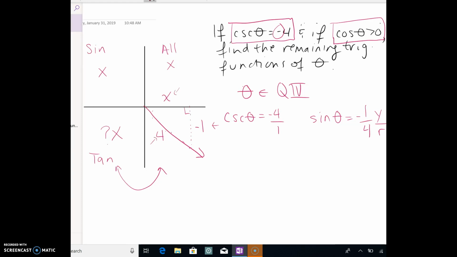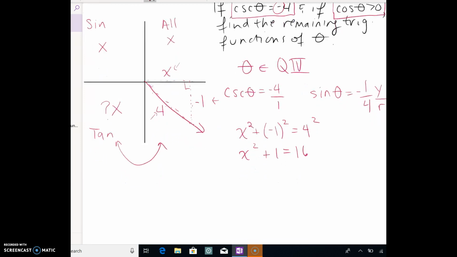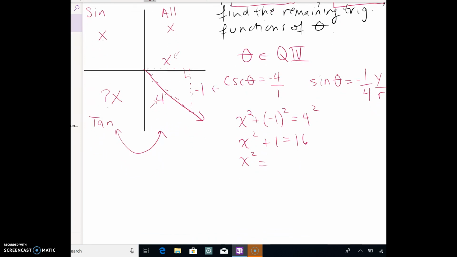Okay, so how do we find x? Well, the whole point behind me sketching this angle and turning it into a right triangle is that anytime we have a right triangle, we can use the Pythagorean theorem to help us figure it out. Remember, the Pythagorean theorem tells us that leg squared plus leg squared gives us hypotenuse squared. So x squared plus (-1) squared is equal to 4 squared, or x squared plus 1 is equal to 16. Subtract 1 from each side. This gives us x squared is equal to 15. Take the square root. We have x is equal to plus or minus the square root of 15.